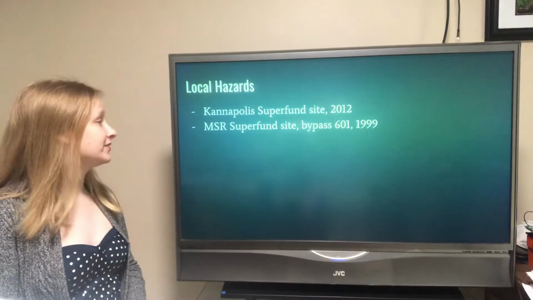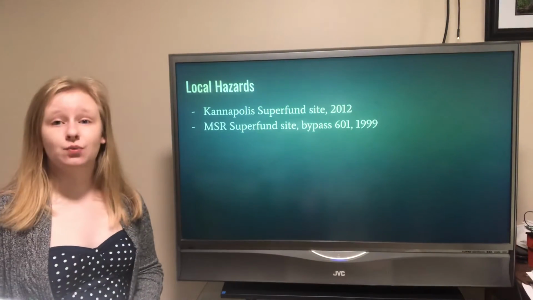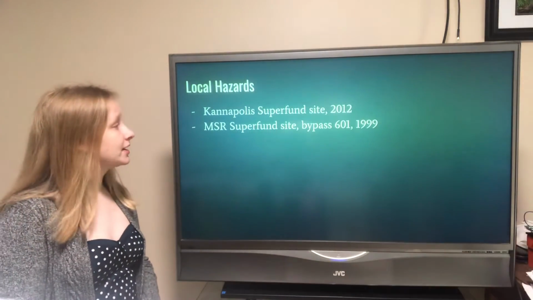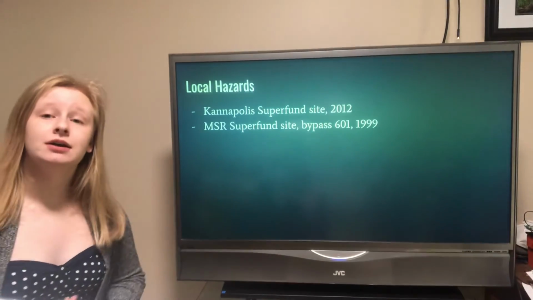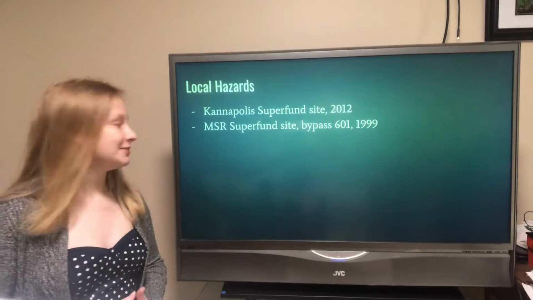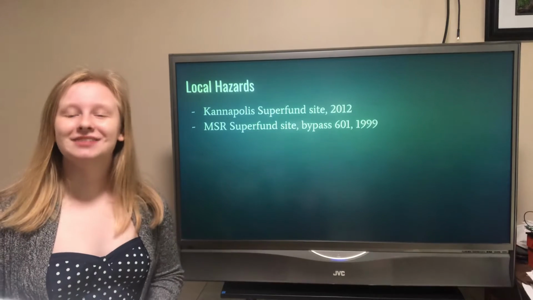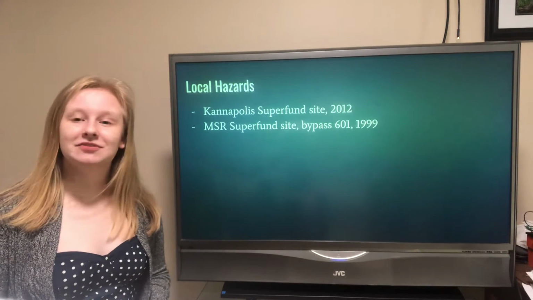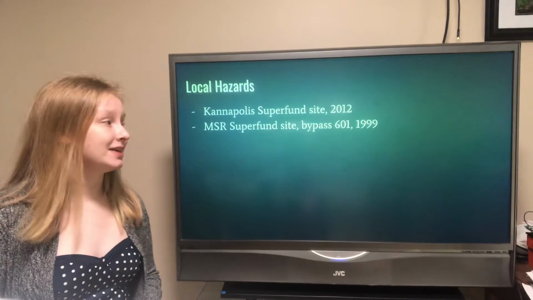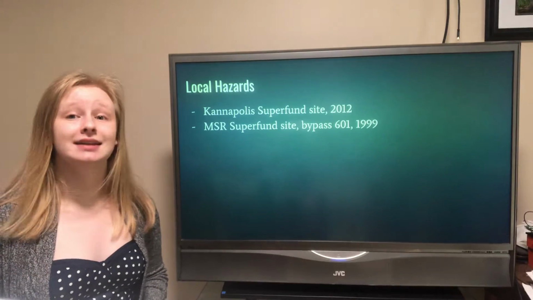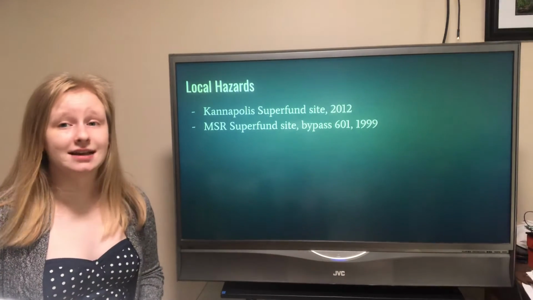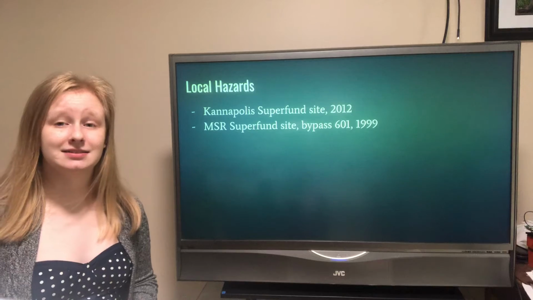The MSR Superfund site by Bypass 601 was a site where the MSR company used, recycled, and threw away lead products like batteries and left them to rot in the soil. This happened from the 1960s to the 1980s, and it wasn't until 1999 that the site was finally cleaned.